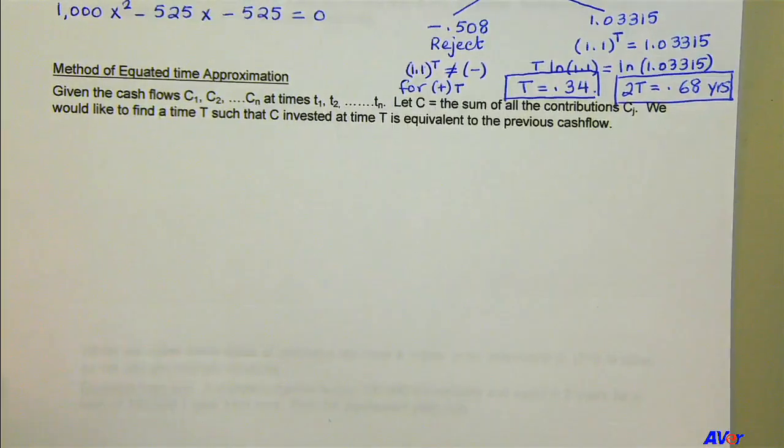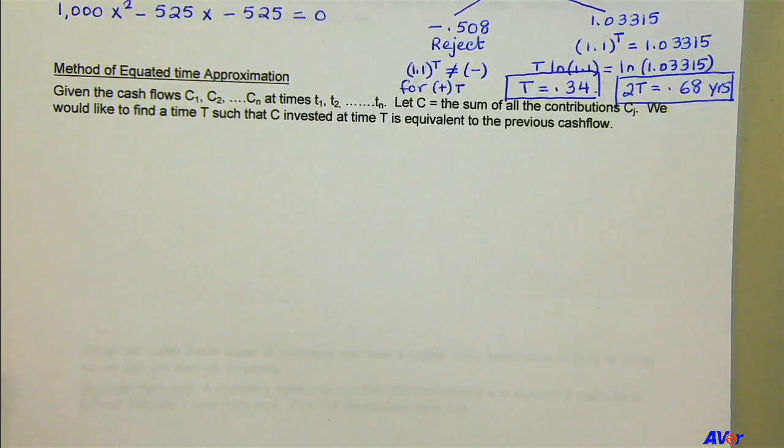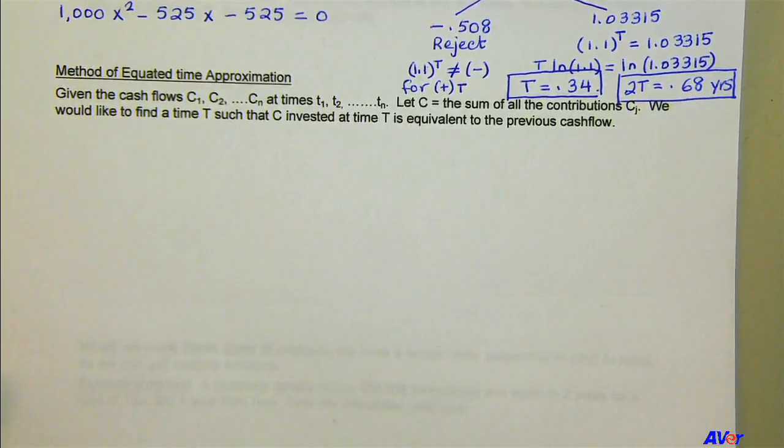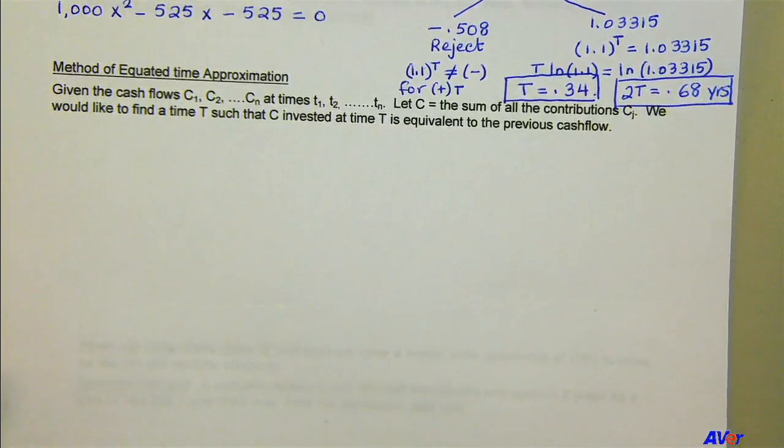Method of equated time approximation. Given the cash flows C1, C2, ..., Cn at times T1, T2, ..., Tn, let capital C be the sum of all the contributions Cj. We would like to find a time T such that the lump sum of C invested at time T is equivalent to the previous cash flow. Do you understand the question?